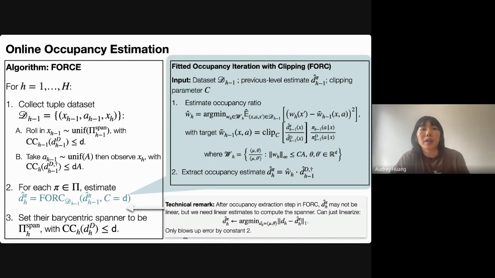Before moving on, I just want to address a small detail in case it's bothering anyone. After the element-wise multiplication step in fork, the resulting d hat pi may not be a linear function in mu, but we need functions that are linear to compute the barycentric spanner. In our paper, we deal with this by outputting the closest linear approximation to the original estimate, which only increases the error by a factor of 2. So in the proof, which I'll talk about next, I'll just treat the d hat as linear for ease of analysis.